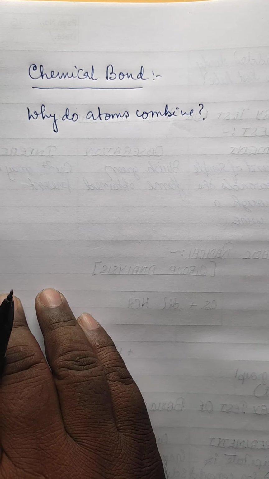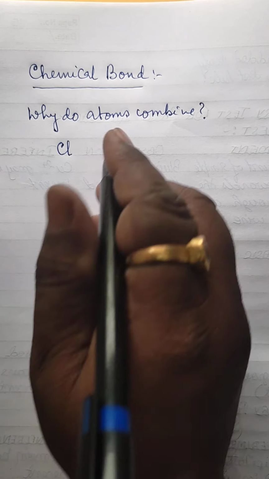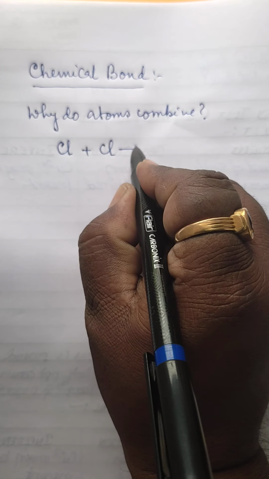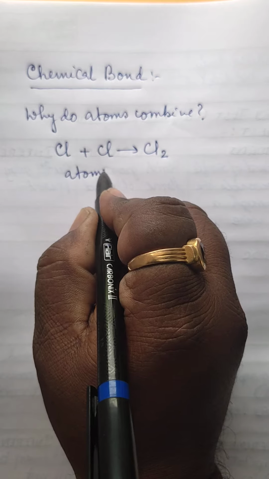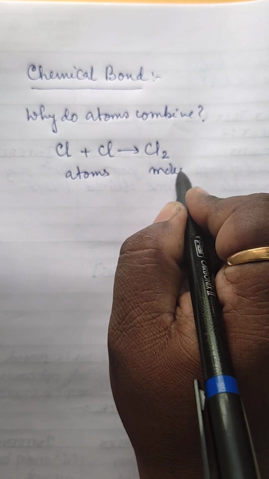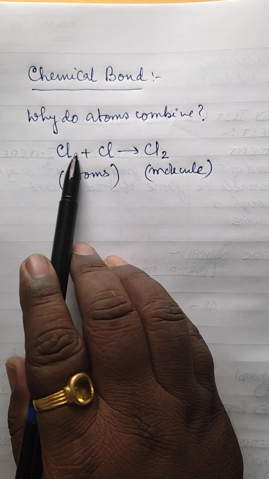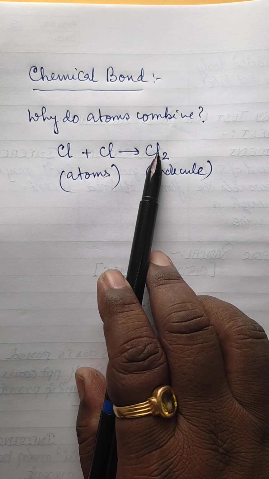Why do atoms combine? See, suppose I have a chlorine atom. There is another chlorine atom. Both these atoms combine and form a chlorine molecule. So these were the atoms and this is the molecule. So what I could say is that we had chlorine atoms and these chlorine atoms are combining to form chlorine molecules.